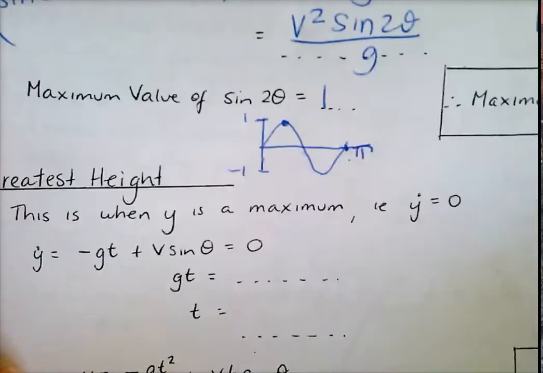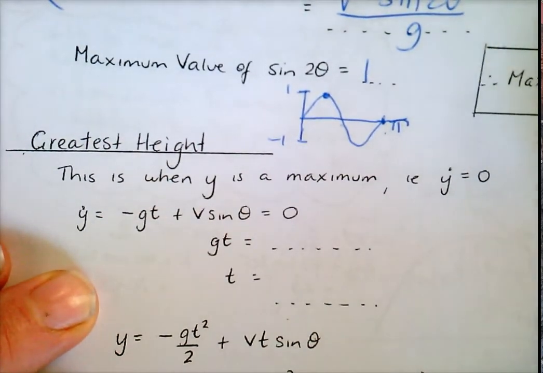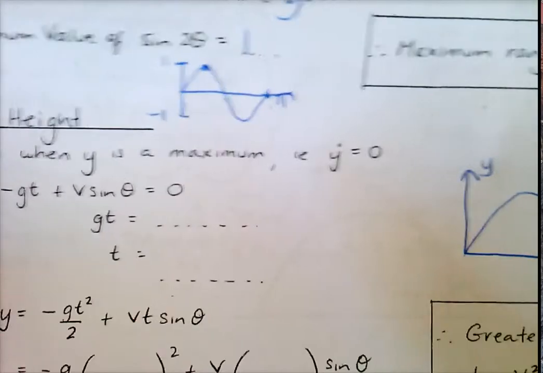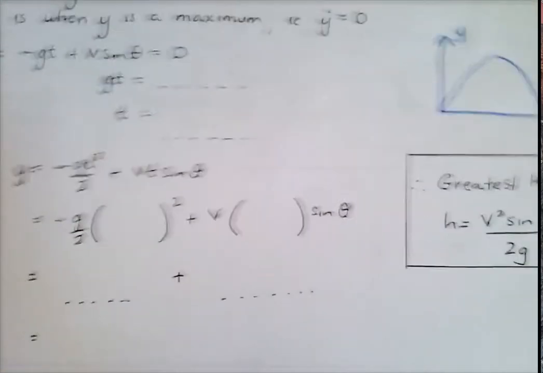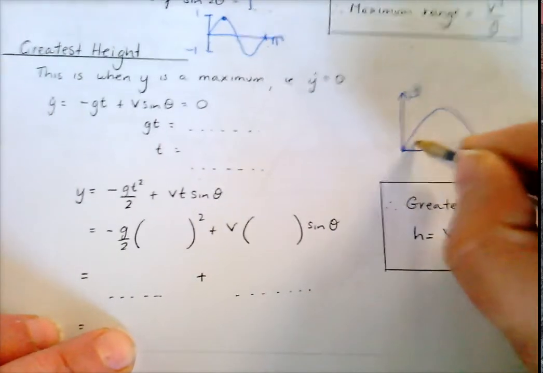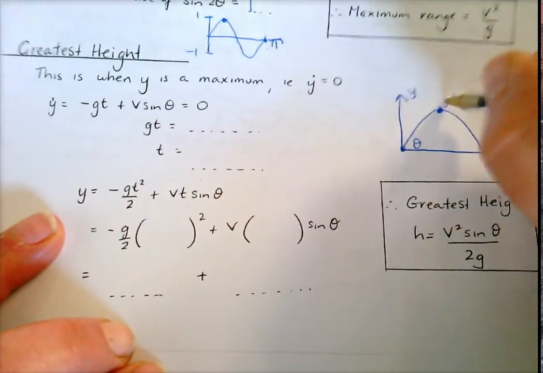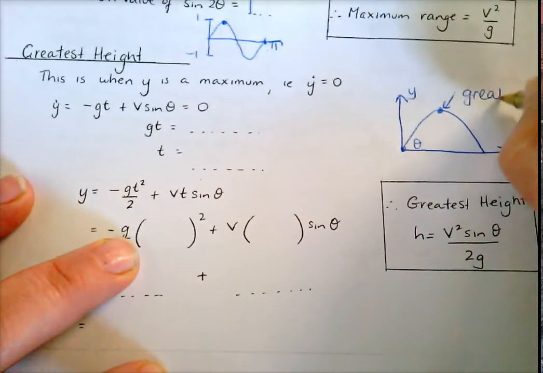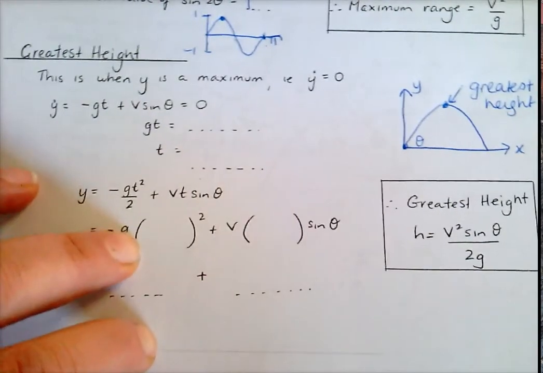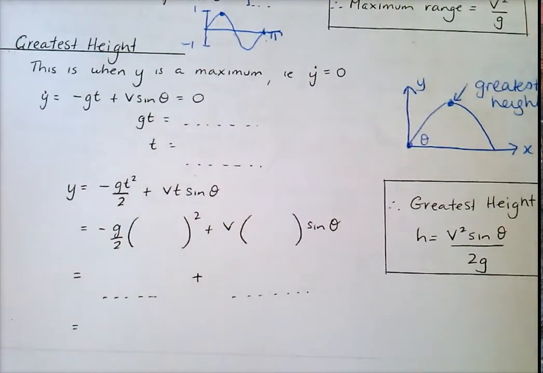There are 2 ways of working out the greatest height. Probably the most sensible and easiest way is to do the derivative. So girls, greatest height. Again, I've just drawn the motion of the particle. The particle leaves here from the origin at an angle of theta. Goes like that. Here's the greatest height up there. That's your greatest height. And that is when y is a maximum. Do you get that? That's the maximum for y. If you want to find the maximum for y, you differentiate.